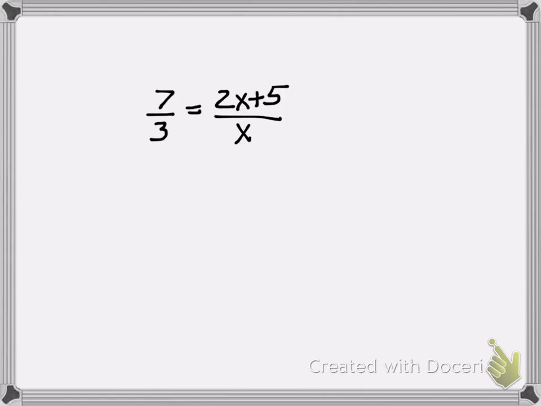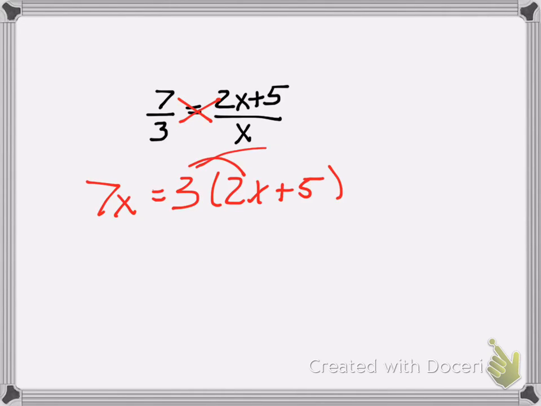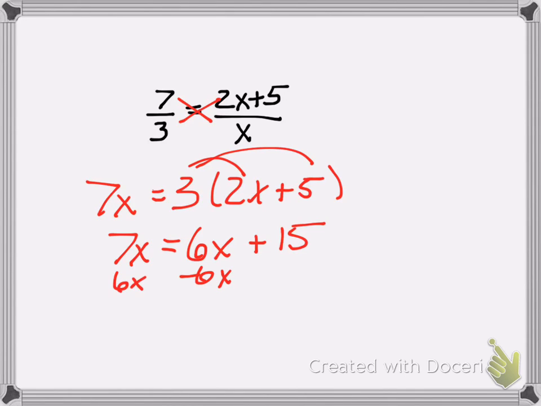This is one where we're going to have to distribute. So when I multiply this way, I get 7x. When I multiply it on the other side, I get 3 times 2x plus 5. I can then distribute the 3, so I get 7x equals 6x plus 15. I can subtract 6x. I get x equals 15.